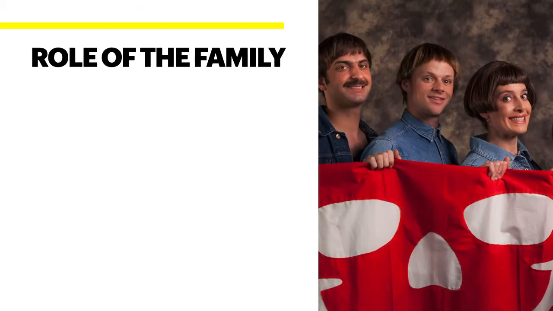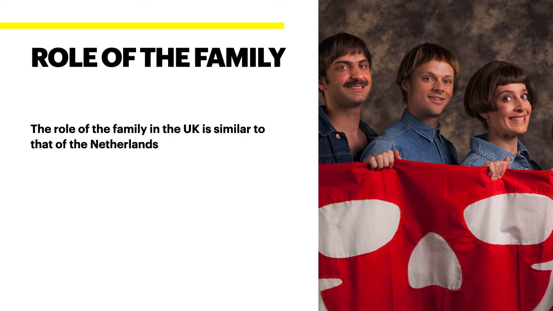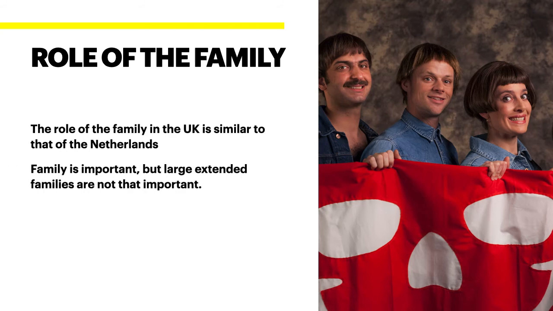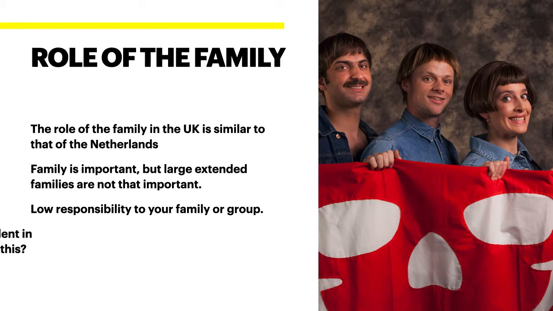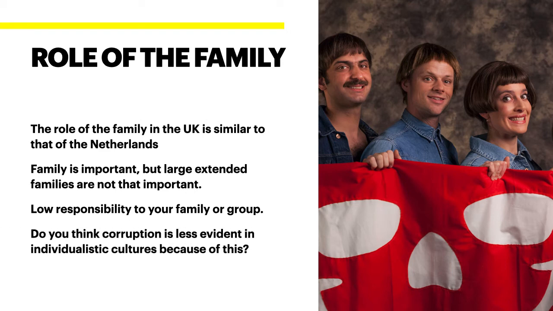Another one that we can look at is the role of the family. Now, the role of the family in the UK is very similar to that in the Netherlands. Family is important, but large extended families are not considered to be as important to English people. You have a low responsibility to your family or to your group, and that is because the UK, like many Western European countries, is highly individualistic. So one of the questions that you're going to look at now is whether you think corruption is less evident in individualistic cultures because of this.